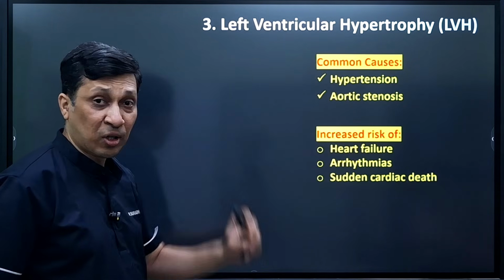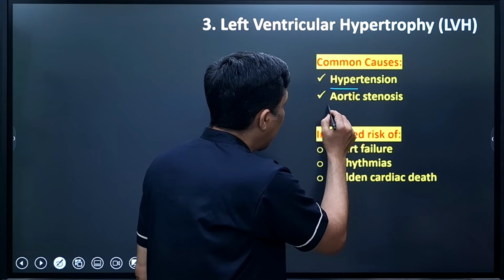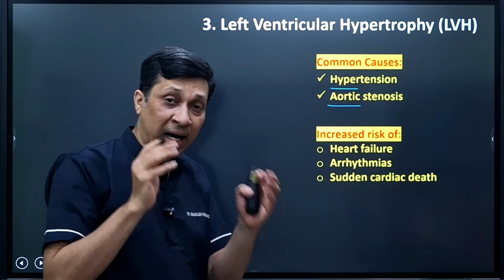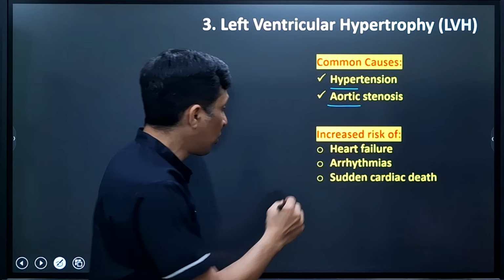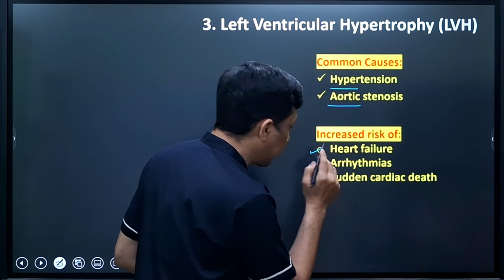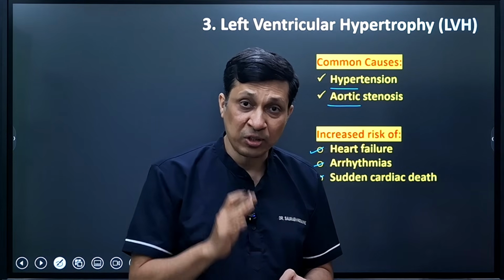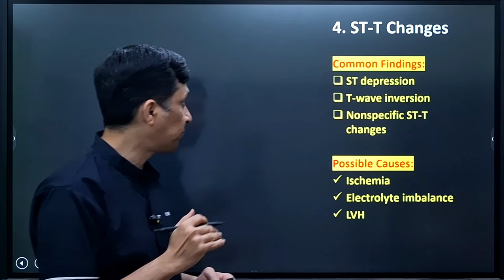The common causes of LVH or left ventricular hypertrophy are hypertension and aortic stenosis. And LVH increases the risk of heart failure, arrhythmias, and importantly, sudden cardiac death, especially in aortic stenosis. So this was left ventricular hypertrophy.